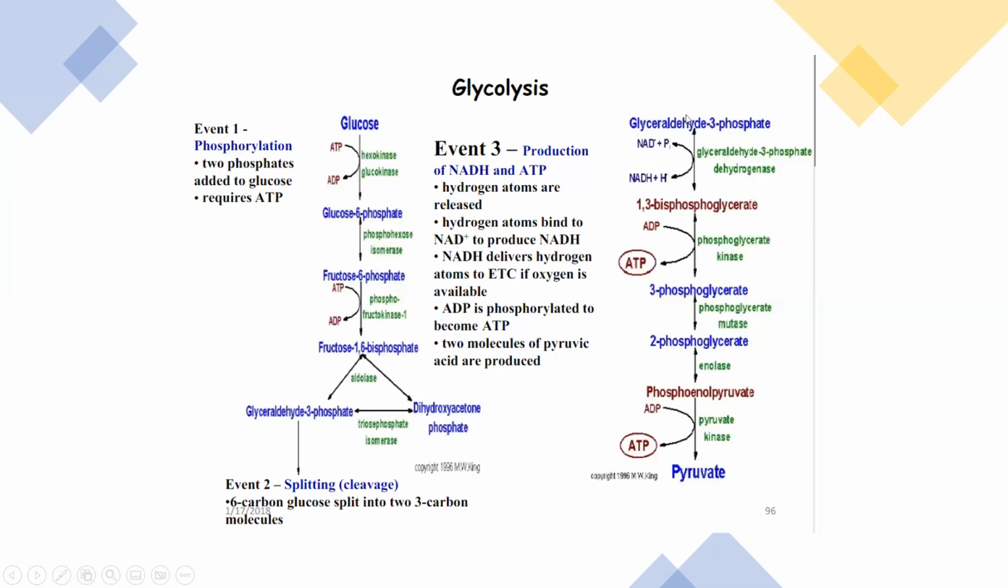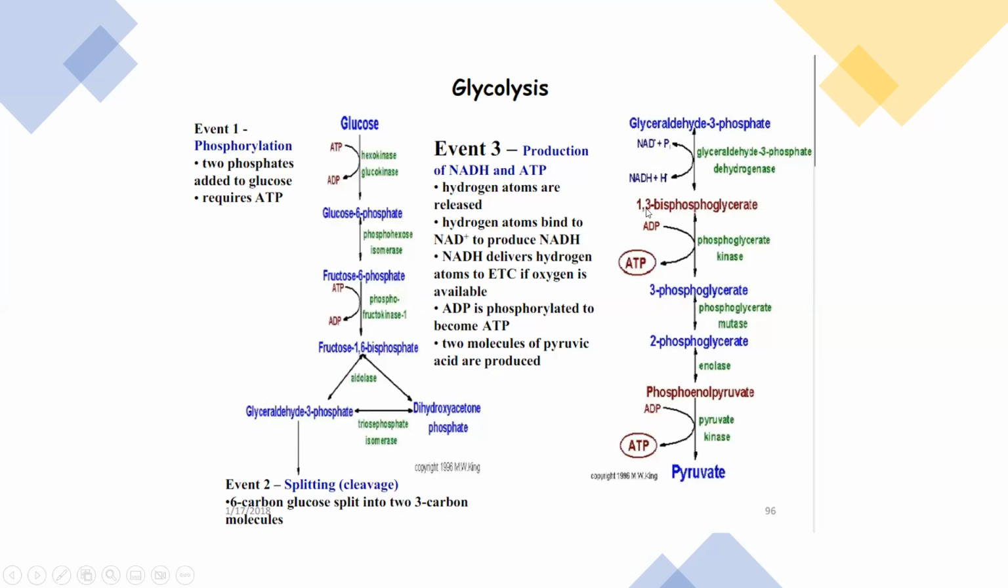Now this glyceraldehyde 3-phosphate undergoes further reaction. In the presence of the enzyme glyceraldehyde 3-phosphate dehydrogenase, it forms a new compound called 1,3-bisphosphoglycerate. Here one NAD is reduced to NADH, and inorganic phosphate (Pi) also enters this reaction, and it is released in the form of NADH and one hydrogen ion.